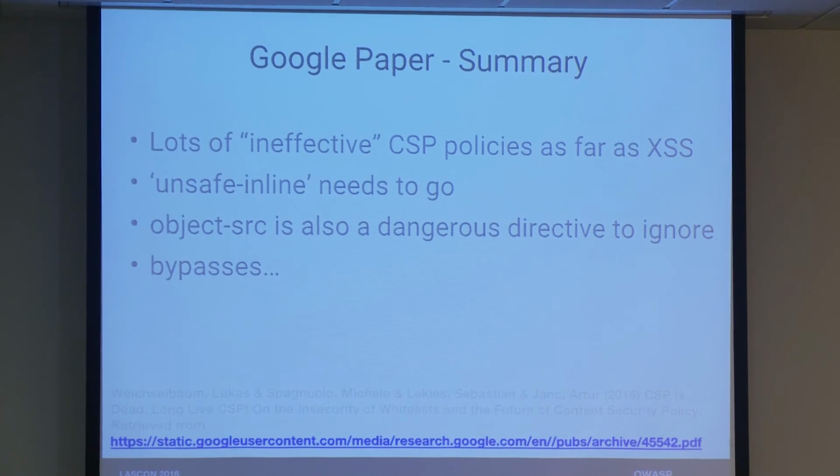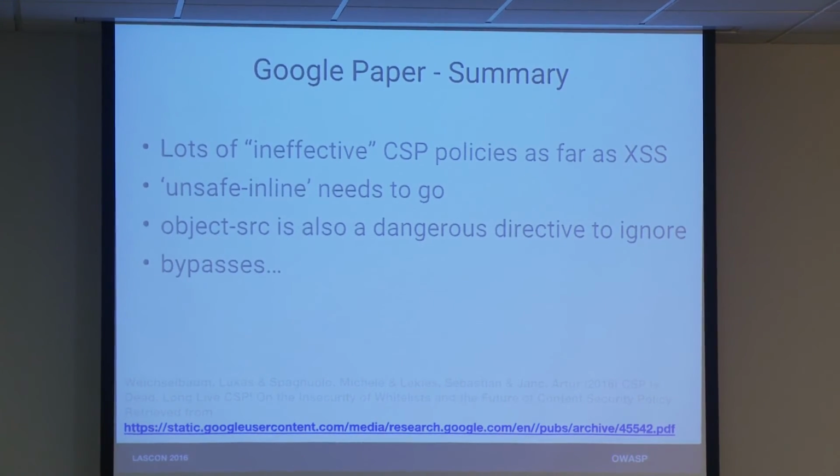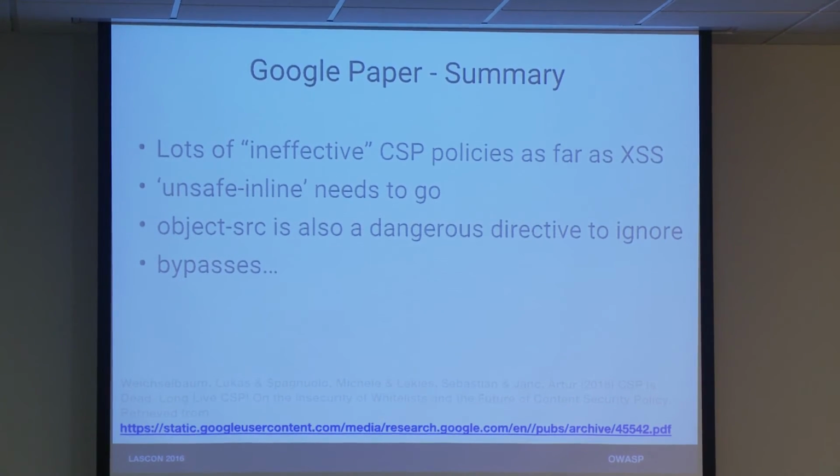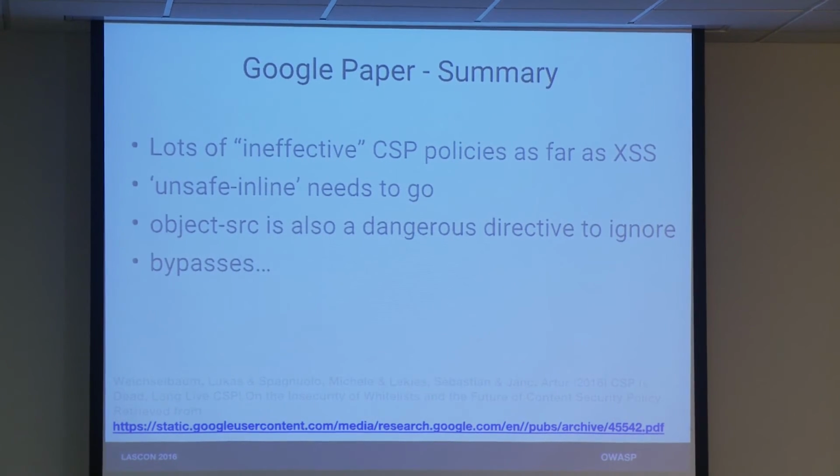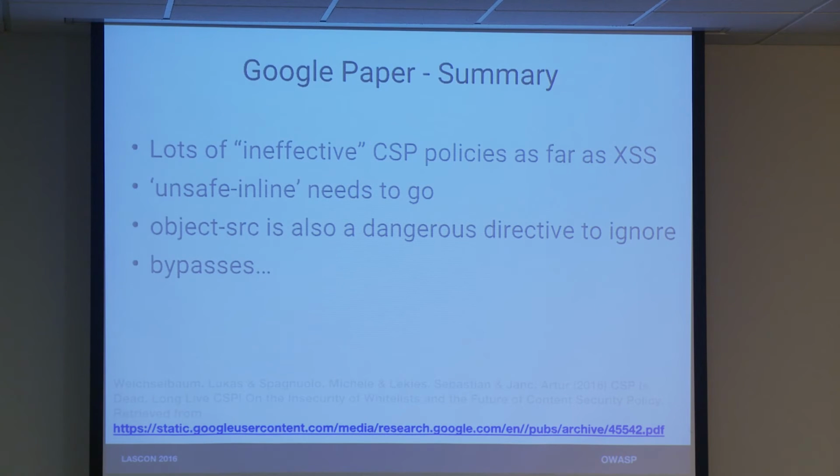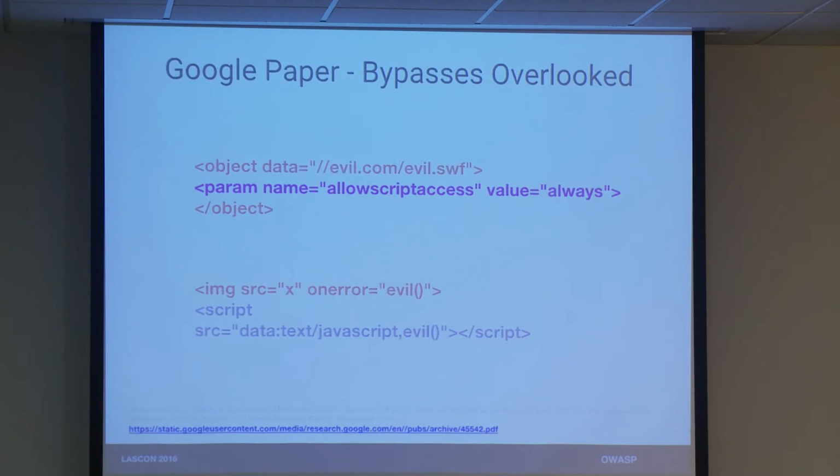They also noticed a lack of object source. So it's a lack of knowing the bypasses that are available too. If there's no object source defined, then any object source is allowed, as we said earlier. And they show a couple of bypasses here, where if data is allowed or if object source is allowed, there are things you can do to get around the script source.